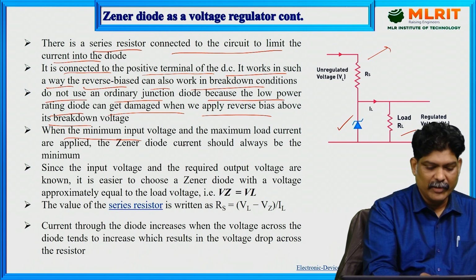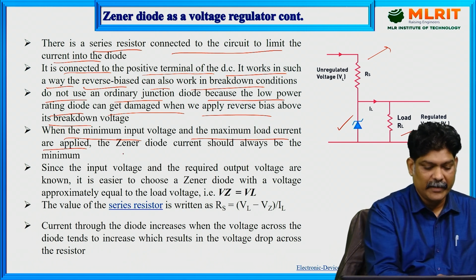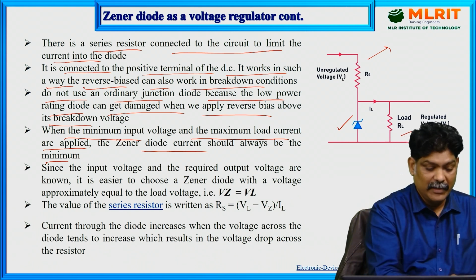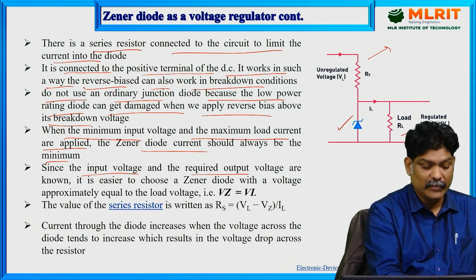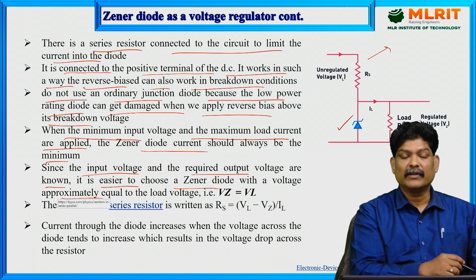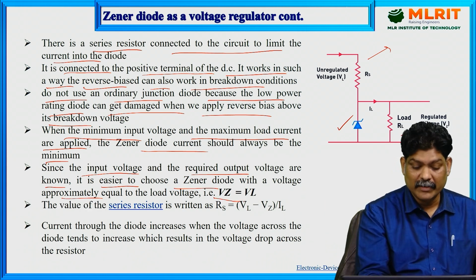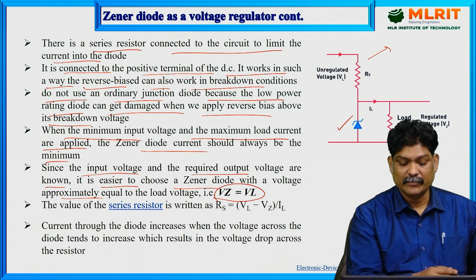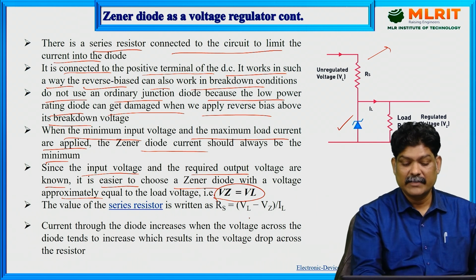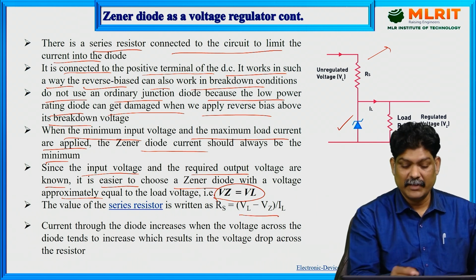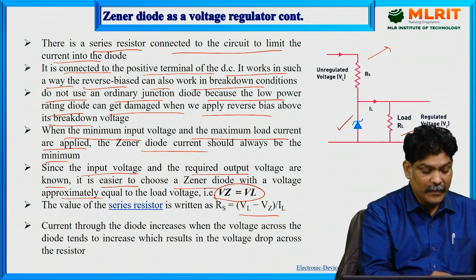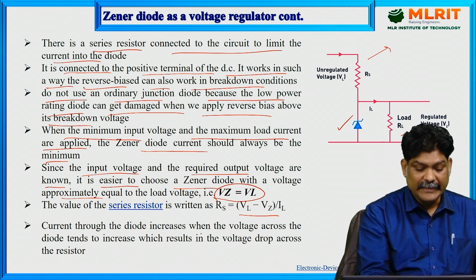When the minimum input voltage and maximum load current are applied, the Zener diode current should always be the minimum. So that is the advantage. Since the input voltage and the required output voltage are known, it is easier to choose a Zener diode with a voltage approximately equal to the load voltage. So the load voltage is approximately equal to the Zener voltage only. The value of the series resistor is given by Rs equals load voltage minus Zener voltage upon load current.